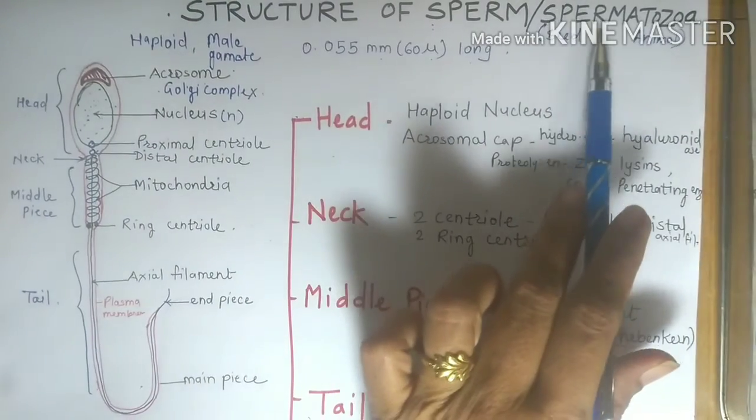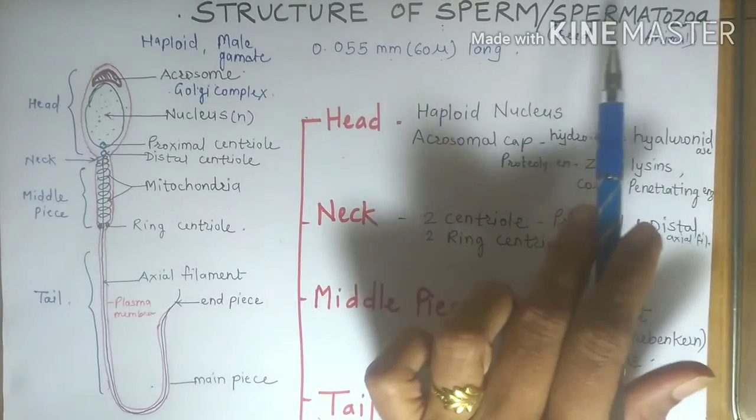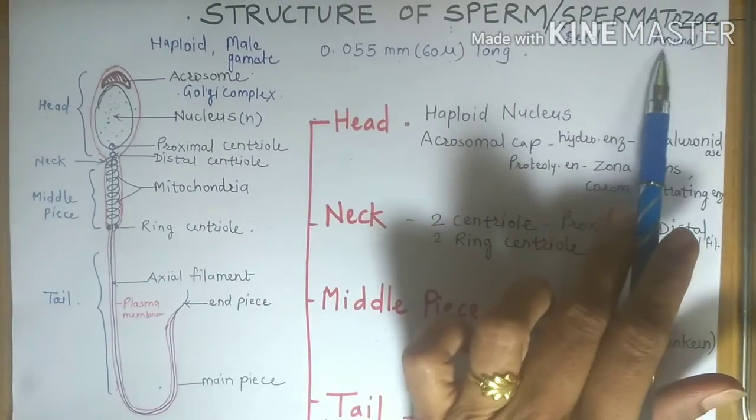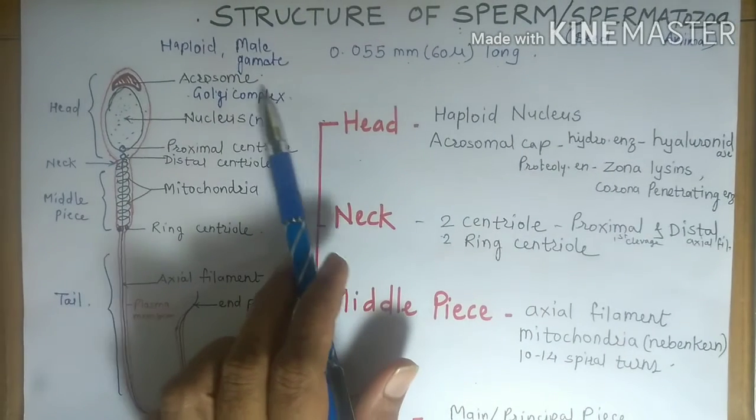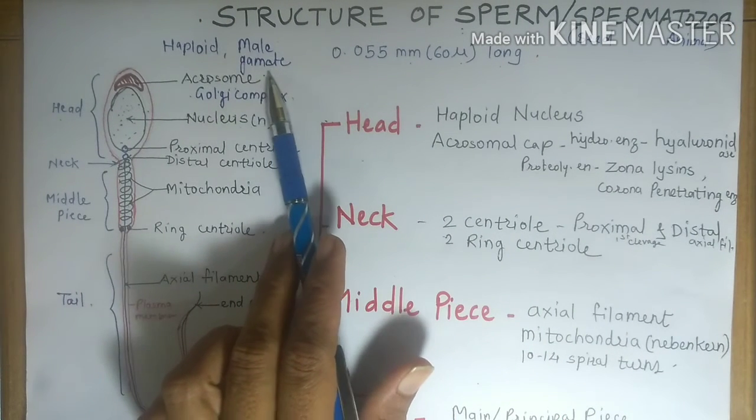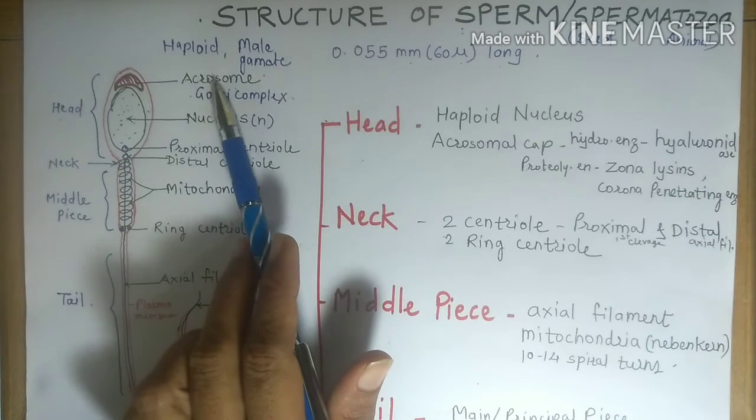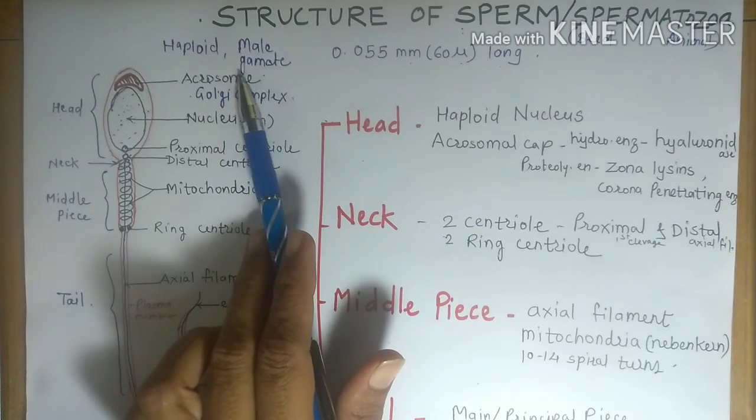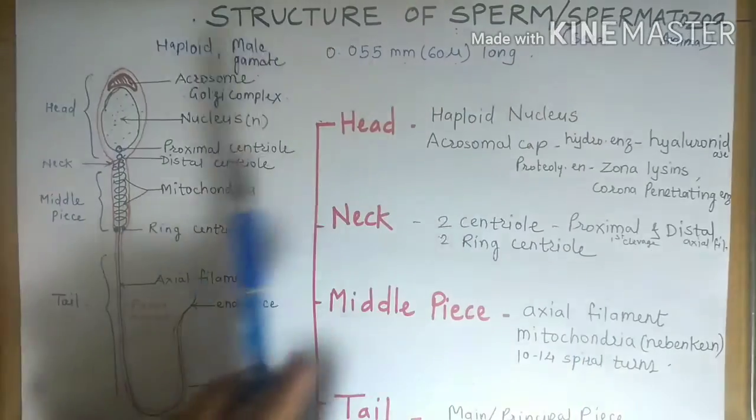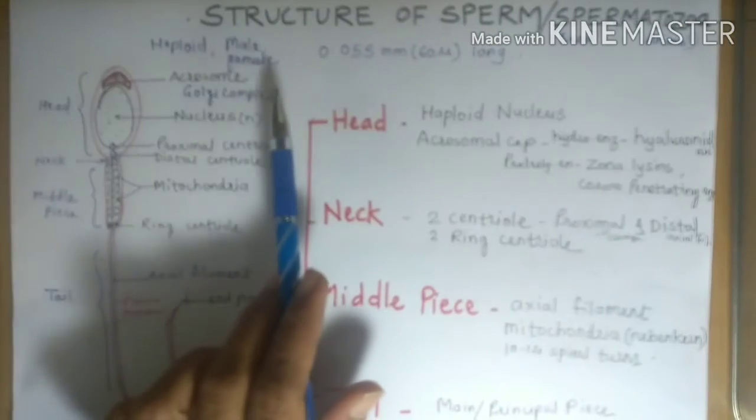Sperms are also called spermatozoa. Here spermatozoa are the seeds of animal. So spermatozoa are the male gametes, which unite with the female gamete to produce the new generation. So truly it is called the seed of animal. That is the meaning of spermatozoa.